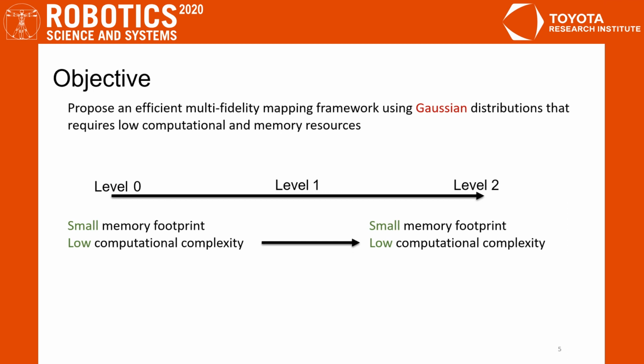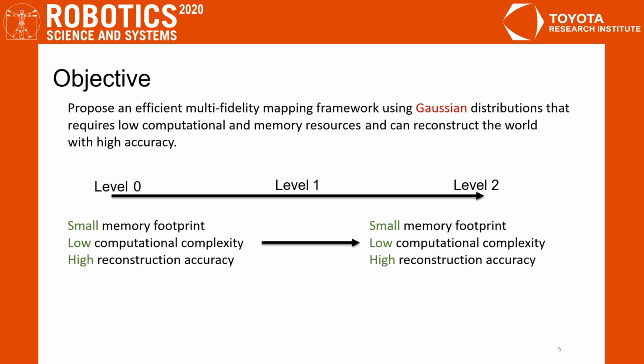In this work, we propose a joint hierarchical mapping framework using Gaussian distributions as structure primitives that requires low computational resources, low memory footprint, and can reconstruct the 3D world with high accuracy.